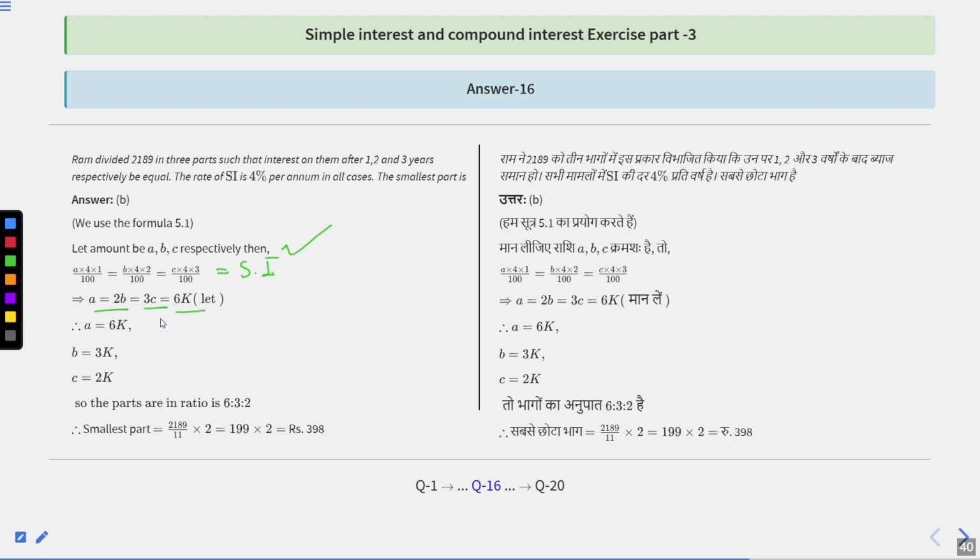So A equals 6K. So B will be 3K, C equals 2K. Clear? So the parts A, B, C will be in the ratio 6 : 3 : 2. The question asks for the smallest part. So the total will become 6 plus 3 is 9 plus 2 is 11. Okay, and the smallest part is 2. So 2189 upon 11 multiplied by 2, which becomes 398 rupees. So B is the correct answer.